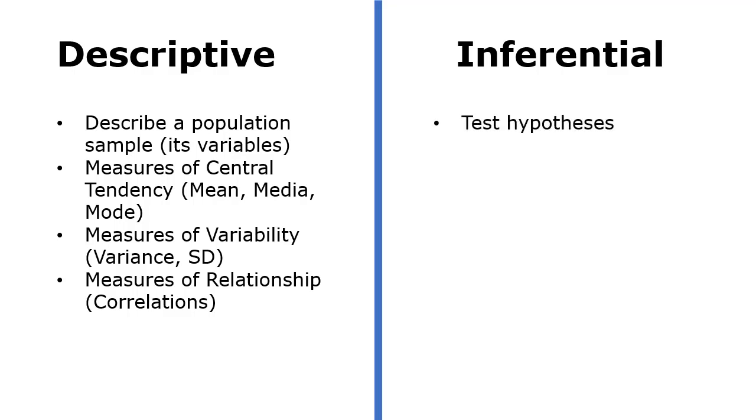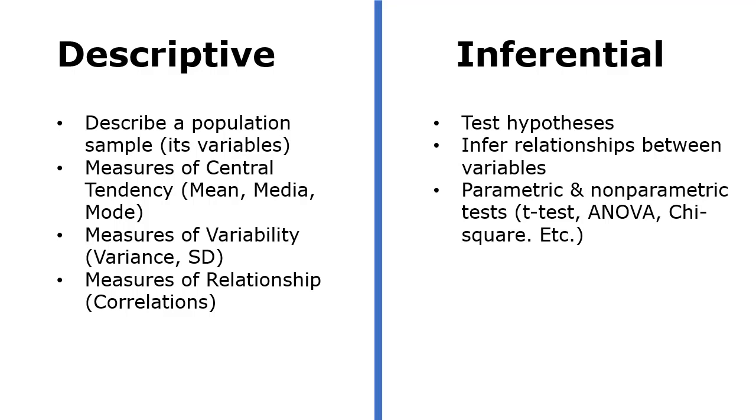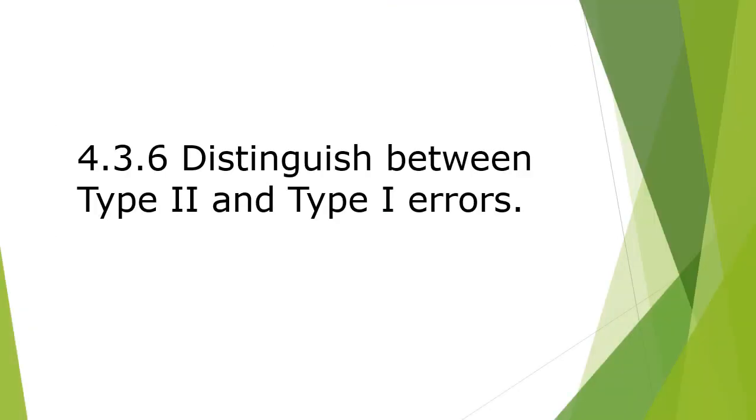Inferential statistics, on the other hand, test hypotheses. You can infer relationships between variables. And there are different tests depending on whether your data is parametric or non-parametric, from the population or from a sample. And again, there are different meanings, but you don't need to know so much about that. You just need to know that there are some specific tests that are different. And we'll take a look at the tests that are important in just a bit. So that's the difference between descriptive and inferential statistics.